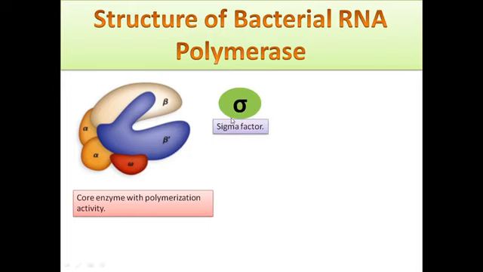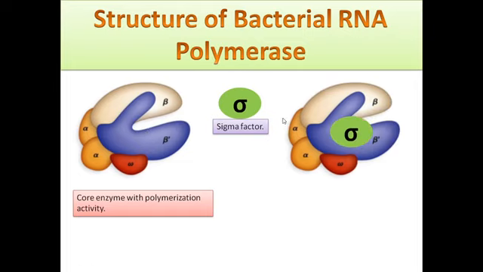Sigma factor remains associating and dissociating with this core enzyme depending upon where it's needed. This sigma factor is the subunit that actually recognizes the DNA sequence as to where the transcription should be started, where the gene to be synthesized is. Then this joining of sigma factor with the RNA polymerase completes the enzyme and we call it the holoenzyme. But remember, as you will see in the process of transcription, this sigma factor keeps on associating and dissociating with the core enzyme.